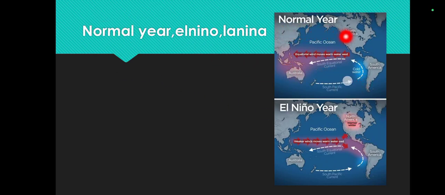What happens during a normal year? The Peruvian current makes the South American coast quite cold as compared to the Australian east coast, and ocean water moves from east to west in the Pacific Ocean. While in El Nino, what happens? The weakening of the Walker cell makes the South American coast quite warmer as compared to the Australian east coast, and ocean water moves from west to east. So this is the difference between a normal year and an El Nino year.